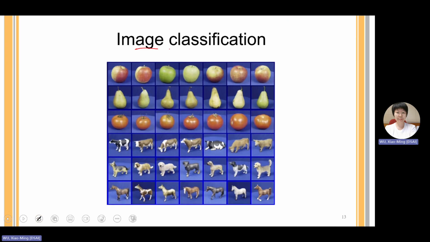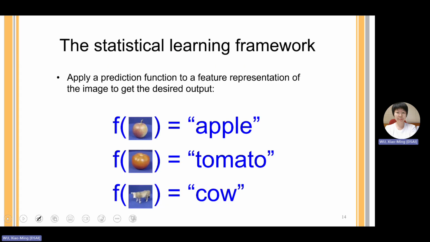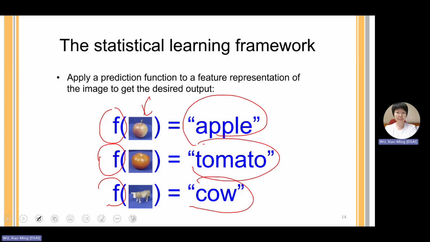Okay, now taking image classification as an example, because it's very simple. The statistical learning framework aims to learn a function or a classifier F to classify the input image into different predefined categories.